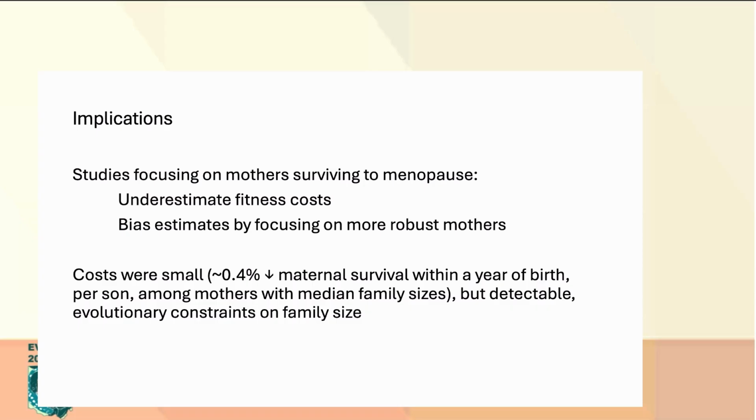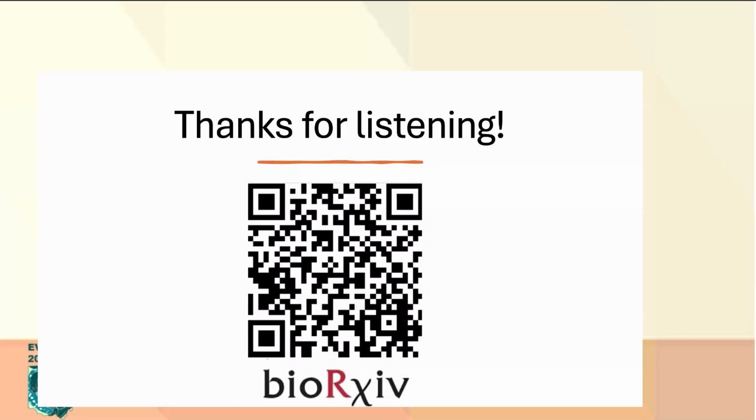Overall, the costs of survival were actually quite small. So it was about 0.4% reduction in maternal survival within a year of birth per son for mothers that had a medium family size. But this effect was actually detectable and actually is likely to be an evolutionary constraint on family size. So that was it.